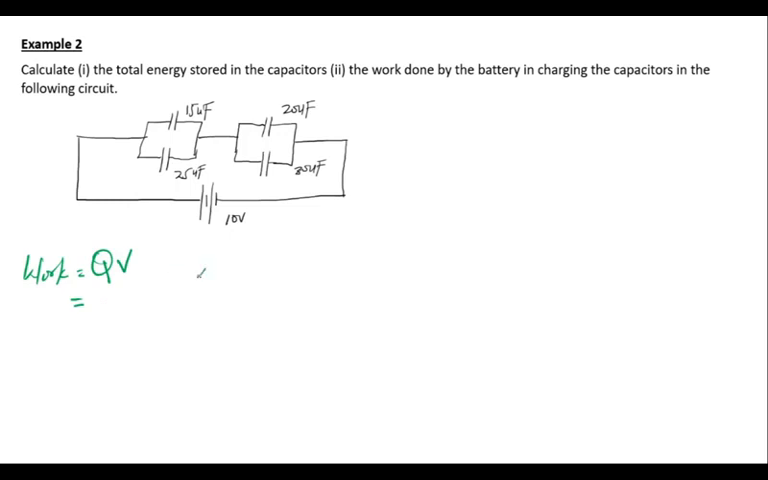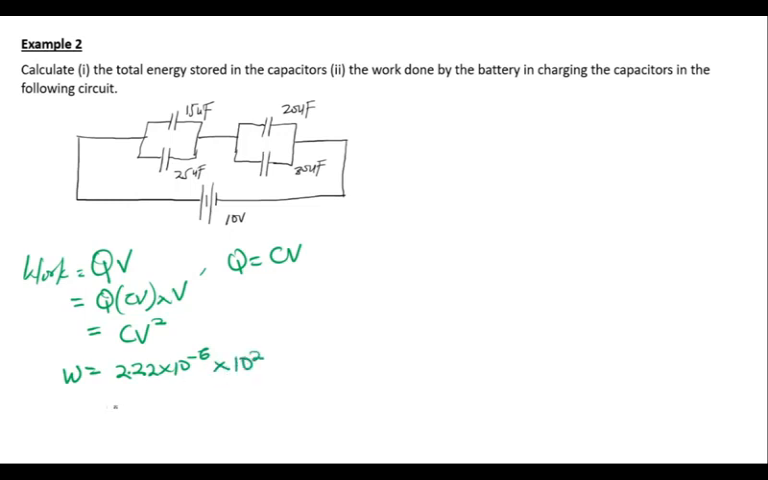We know Q is equal to CV. So we have Q, which is CV, multiplied by V again. So this is CV squared. So our work is now equal to 2.22 times 10 raised to the power minus 6 multiplied by the voltage, 10 squared. So our work done over here is 2.22 times 10 raised to the power minus 4 joules. So that is the work done by this entire circuit.